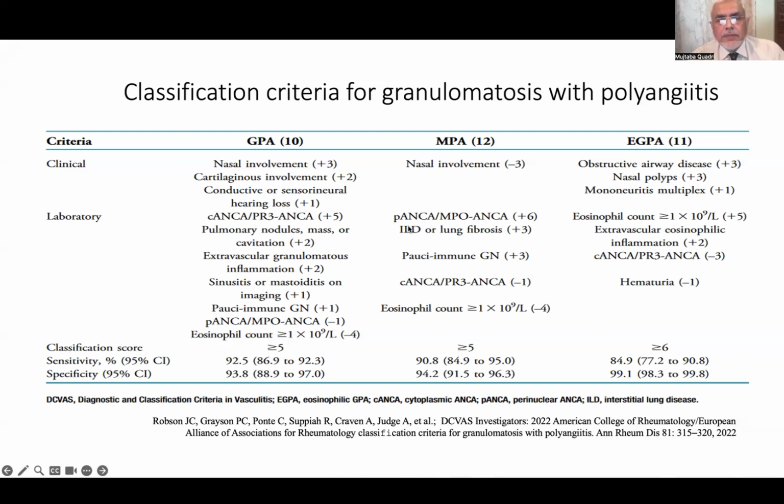But if you have a P-ANCA or MPO positive and ILD or lung fibrosis or post-immune GN and otherwise, then you can certainly be in this category. So this can be differentiated from your eosinophilic granulomatosis with polyangiitis, where hematuria would be extremely rare.